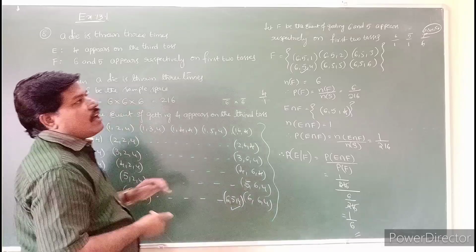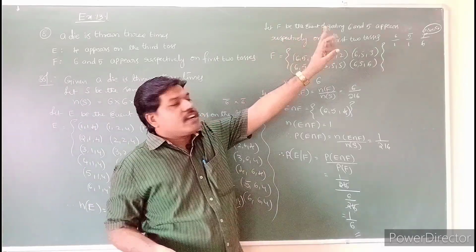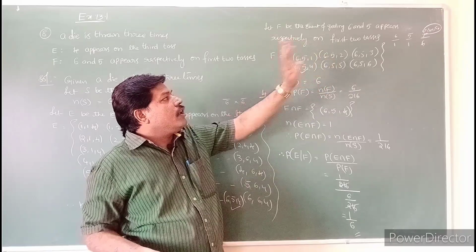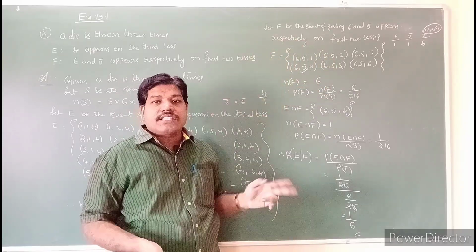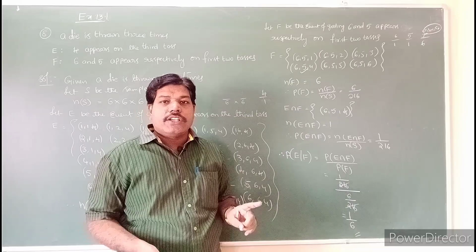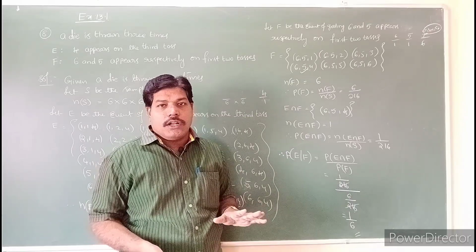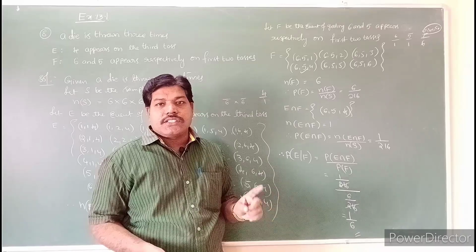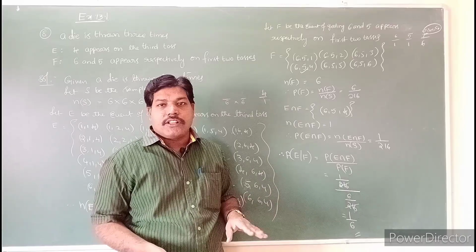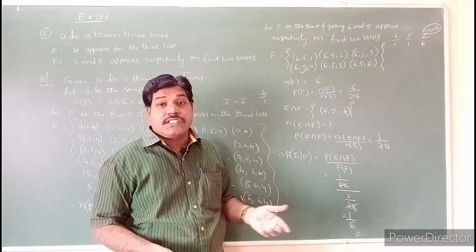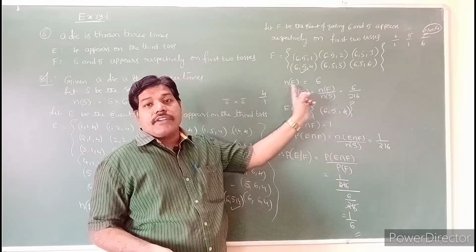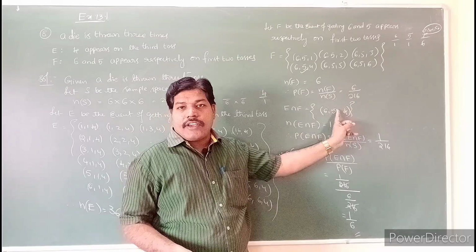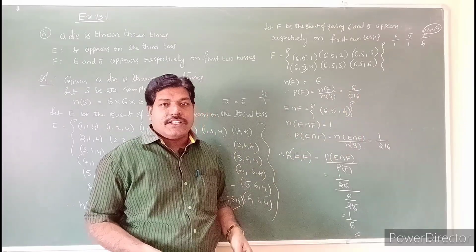Next, F. What is F? F is the event of getting 6 and 5 respectively on the first two tosses. So 6 and 5 is already fixed. That means you have chances only in the third one. In the third one you can get 1 to 6. That is 6,5,1; 6,5,2; 6,5,3; 6,5,4; 6,5,5; 6,5,6. So N of F is 6 only. So what is the probability? N of F by N of S, that is nothing but 6 by 216.